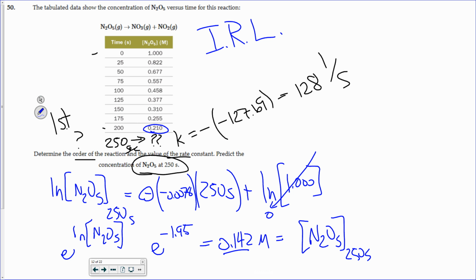On k? Would it change? This k, yes. So this k was this value. Okay.